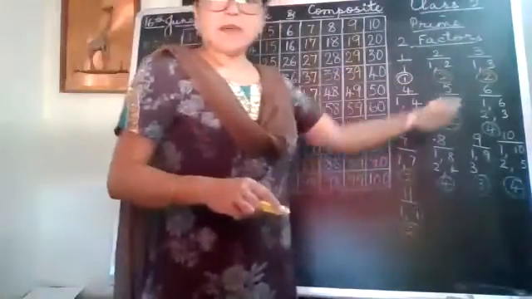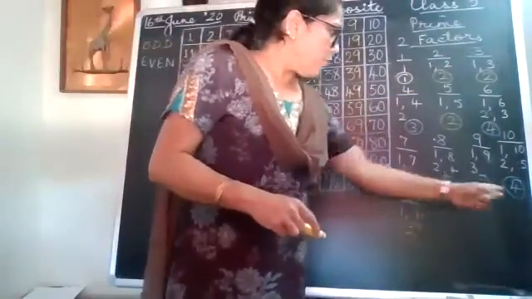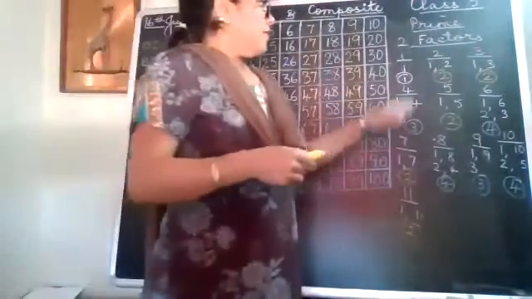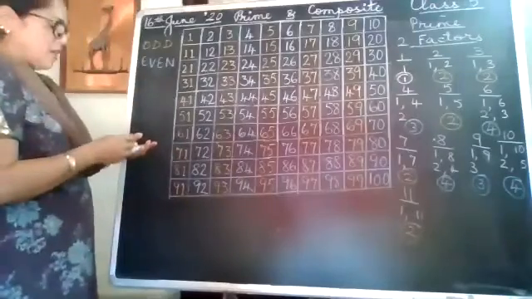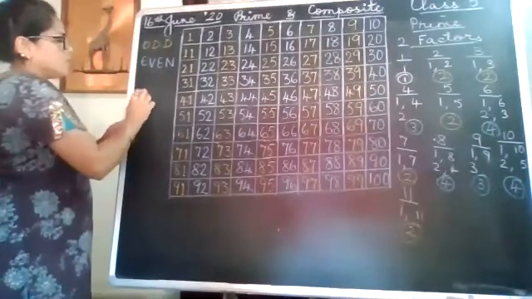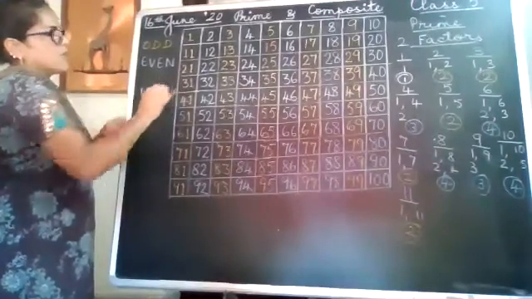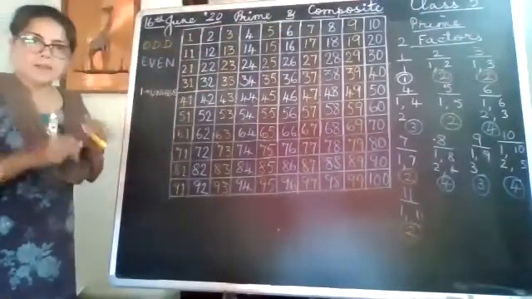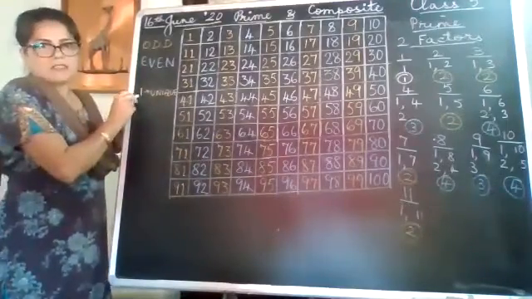Then other numbers have at least 2 factors. Some have 3. Some have 4 also. So you will have no other number which will have only 1 factor. So 1 is called a unique number because it has only 1 factor. So 1 is neither a prime number nor a composite number, because it has only 1 factor.